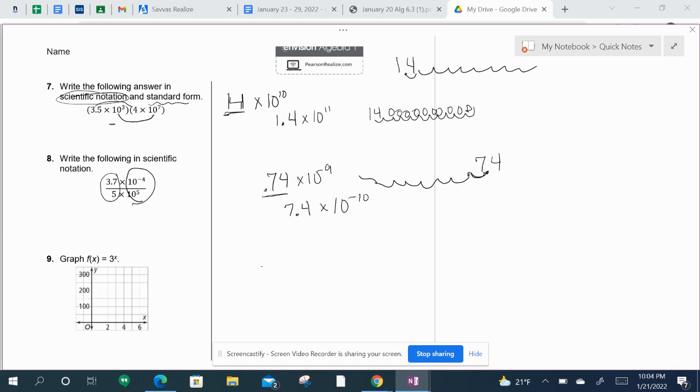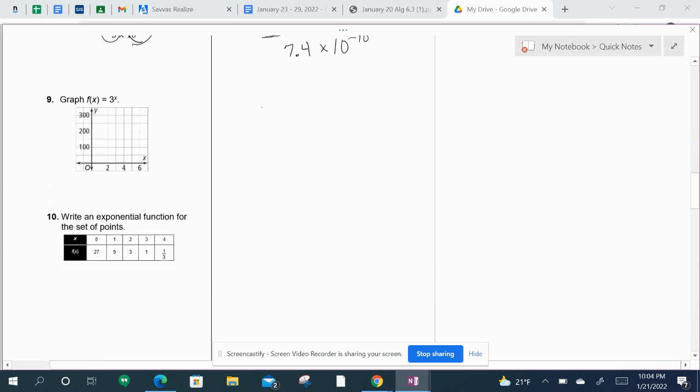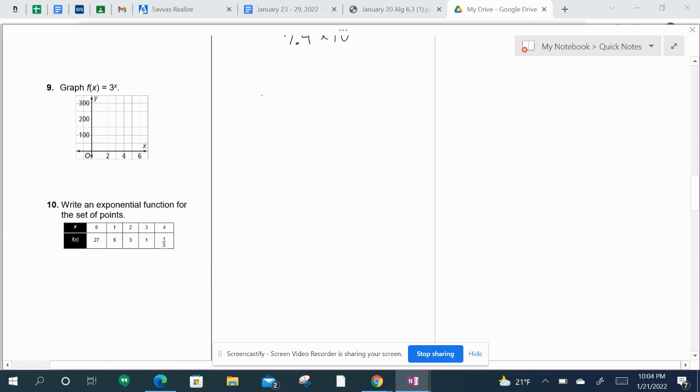All right, number 9 asks me to graph. Because it's a base number that is greater than 1, I know it's going to be a growth. So in my mind, I know it's going to look like this. But to be a little bit more specific, I'm going to go ahead and do a t-chart table to figure out what values I should actually graph.